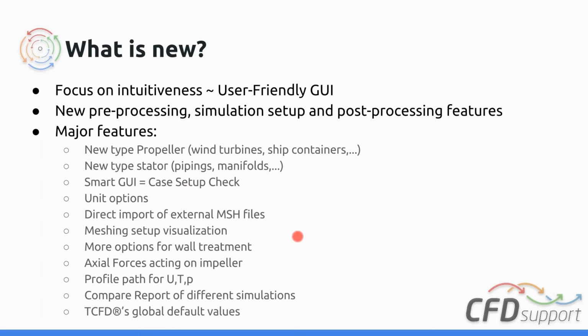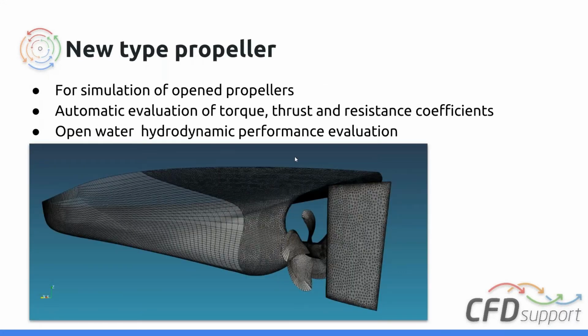I will move to the next slide. So first of all, what I would like to mention is that we have developed a new propeller type, which is now used for simulation of open propellers in general, but it was developed mainly for maritime application, basically for ship hull simulation with the propeller. So now we can evaluate the performance of such geometries. It can also be applied to open propellers like wind turbines and so on.